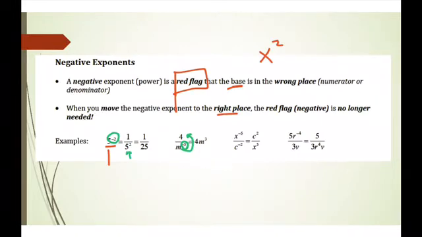Okay, on the next example, x to the negative 5, that means that that's going to come down. And c to the negative second, that means that's going to come up. So basically they're just switching places.